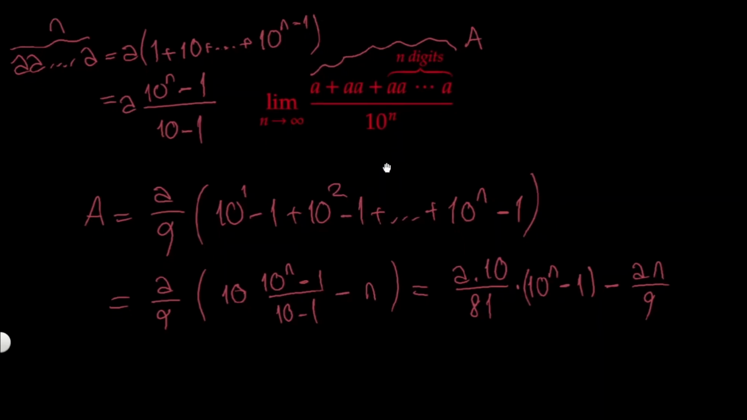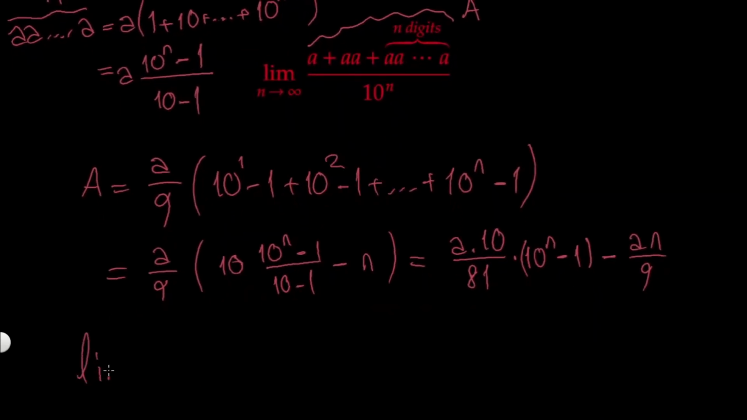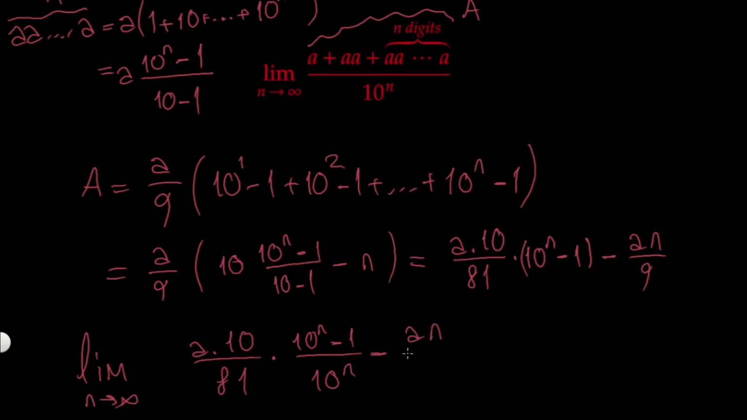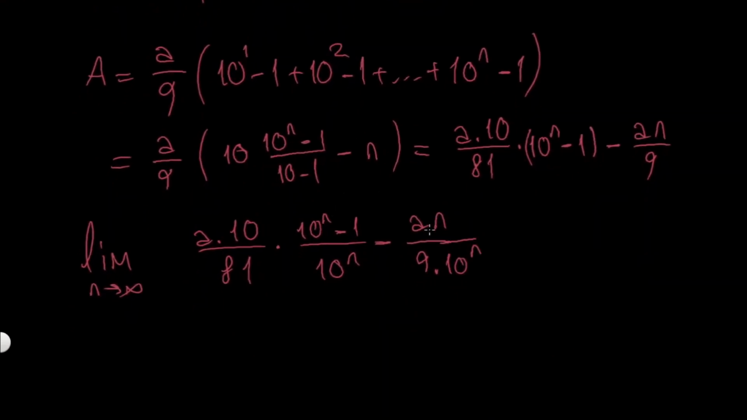Let's divide this thing by 10 to the n and take limits. So if I take limits as n goes to infinity, what will I have? I have this thing, and I'm going to divide it by 10 to the n: a times 10 over 81 times 10 to the n minus 1 over 10 to the n, minus an over 9 times 10 to the n. Well, here, this thing will obviously go to 0. Any polynomial grows much slower than exponentials, and therefore this thing will just go to 0.